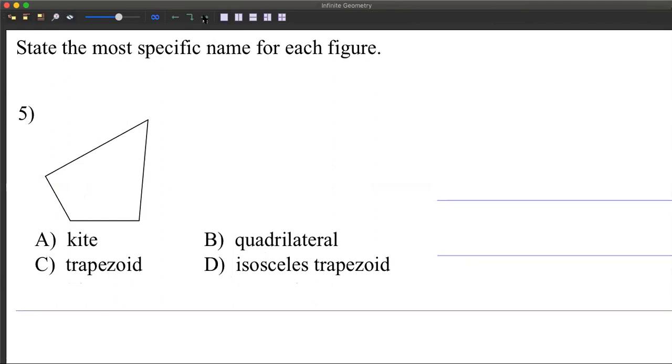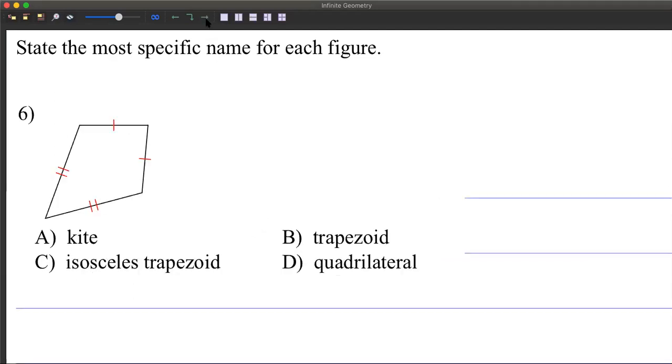Here you'll see nothing's marked. So if you were thinking kite, well, a kite would have to have it marked. I'd have to know that the 2 sides in a row are equal to each other, and there's nothing here that shows me that. So I don't know that this thing is a kite. The best thing I could say in this case is just quadrilateral, right? I don't know that it's a trapezoid. I don't see that any of these sides are parallel. And maybe it might be a kite, but if it's not marked, I don't know that it is. All right, so that one is marked, so you should be able to name that one easily.